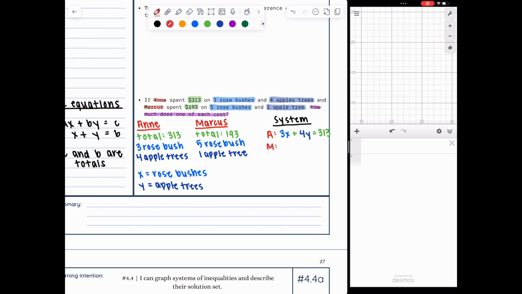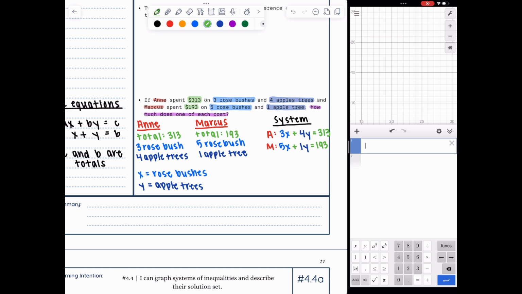Then let's compare Marcus. So Marcus bought rose bushes and apple trees as well, but he bought 5 rose bushes instead of 3, and he bought 1 apple tree instead of 4. So his equation is 5x plus 1y, or just y if you don't want to write the 1. And that's going to be equal to his total of $193.